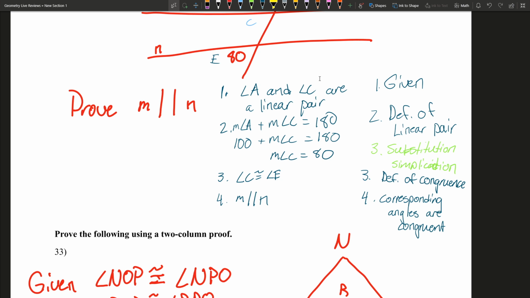So angle C would be 100. This angle would be 80. Therefore, they add up to 180. So then they're parallel. So again, there's different ways to do this. I'm just trying to choose the most direct route so you guys can see it and not be totally overwhelmed by it.